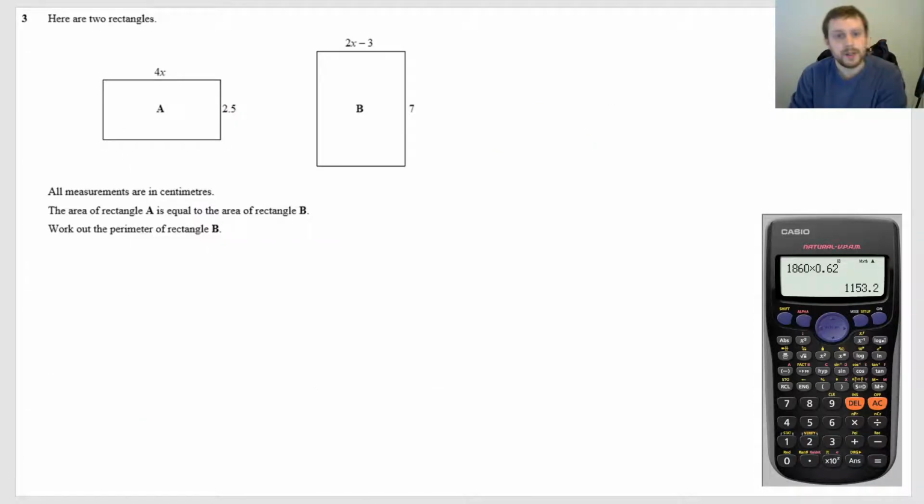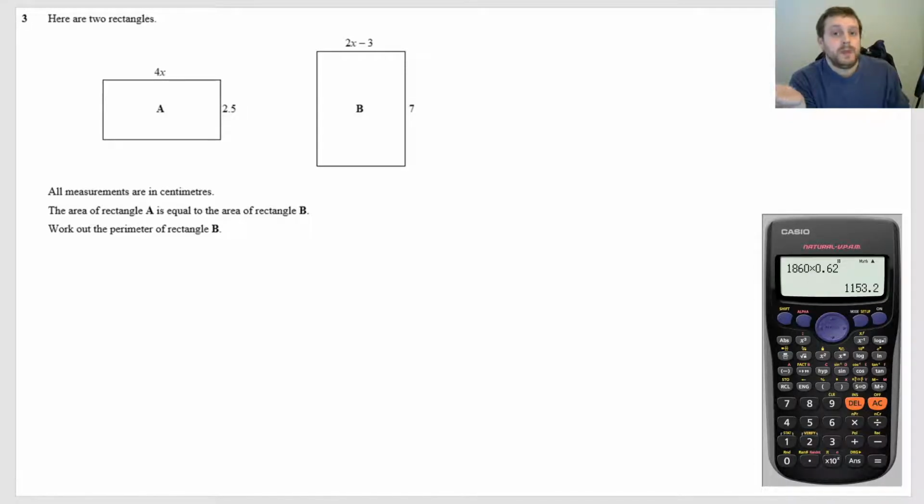Right, next question. Here are 2 rectangles. It just tells you everything's in centimeters, and that the 2 areas are the same. And then we have to work out the perimeter of rectangle B. Okay, so when you see a question like this, which is clearly a multi-step question, there is no jumping to the answer.